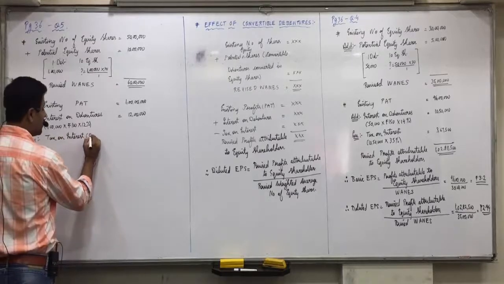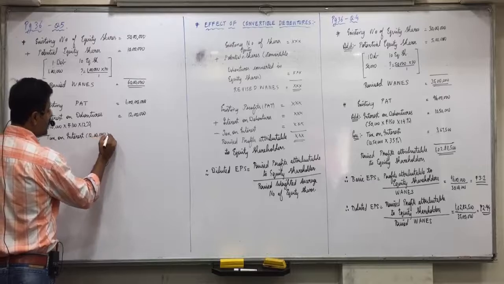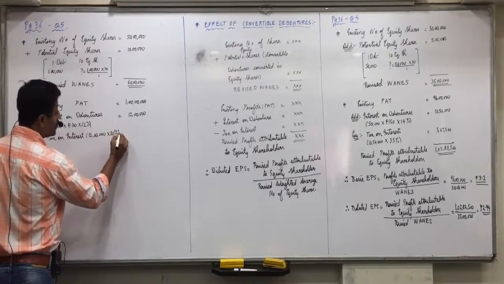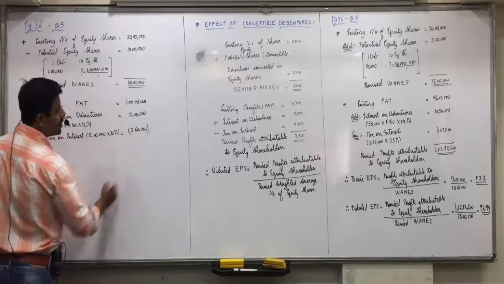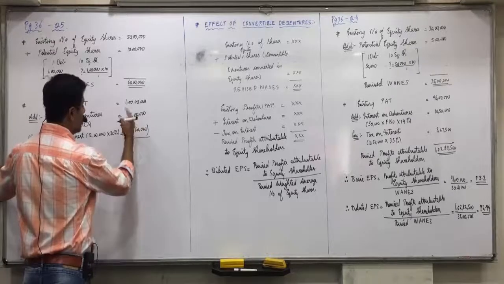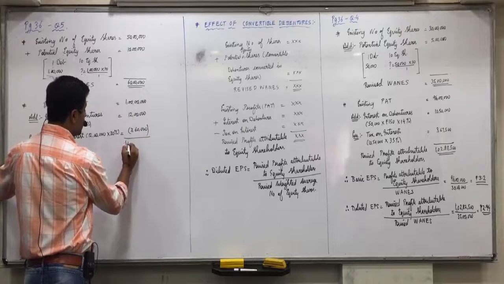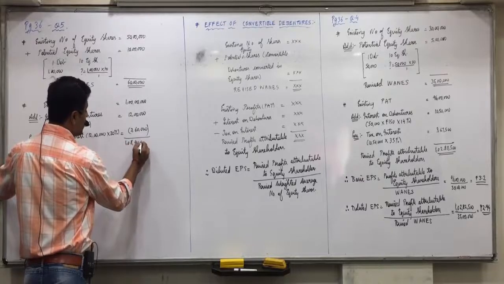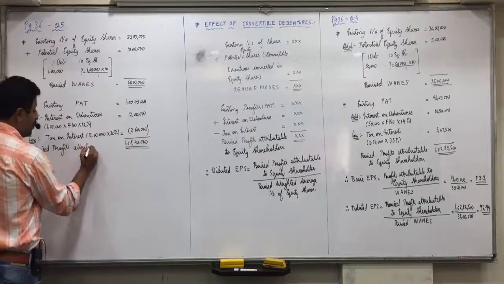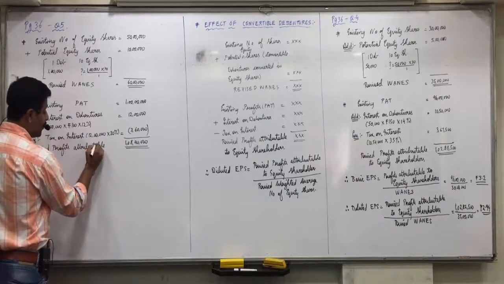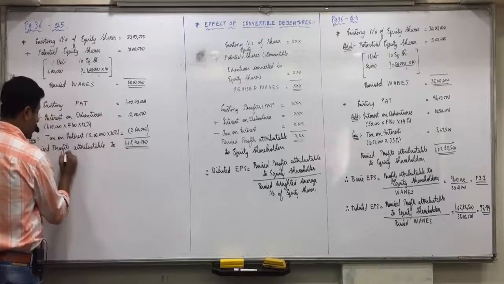12 lakhs interest into 30% tax. We'll have to pay more, that is 3,60,000. With this we have to minus. So 1 crore plus 12 lakh minus 3,60,000, 1 crore 8,40,000. That is revised profits attributable to equity shareholders.